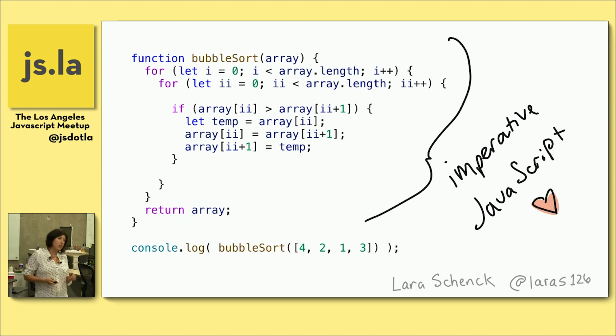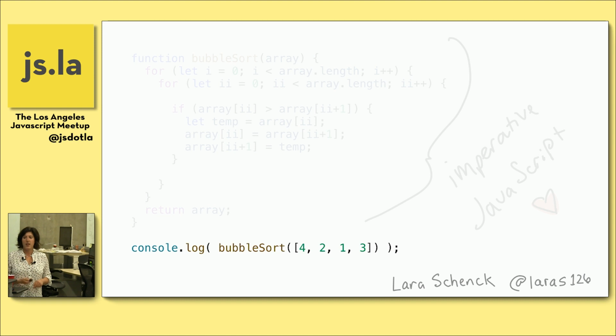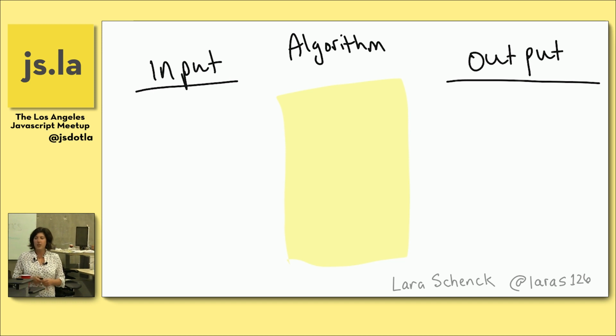I'll give it a heart, because we like JavaScript, of course. So if this was declarative code, if I wanted to do declarative bubble sort, all of this would be hidden somewhere, and I would just say bubble sort, basically. Okay. Let's look at another framework.